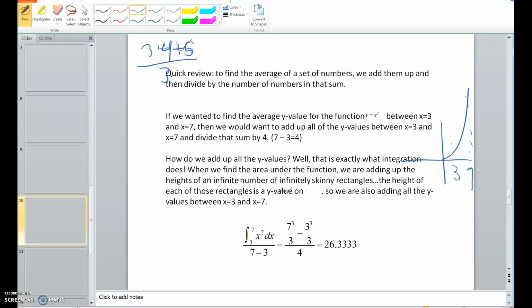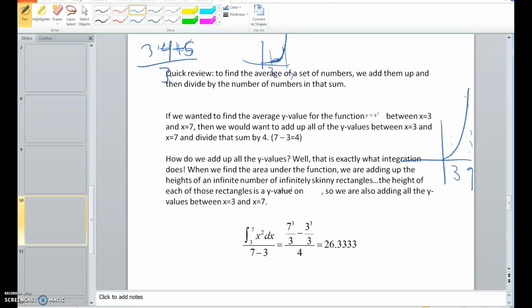As it turns out, that's not the average y value, because this function is curved. So we have to figure out some way to take into consideration the curvature of the graph, because if you had a function that looked like something like this between 3 and 7, it's pretty flat for most of the interval, so that's a lot of low y values and it doesn't really start to grow until the end. So when functions are curved, you can't just take the beginning and ending y values and average them.